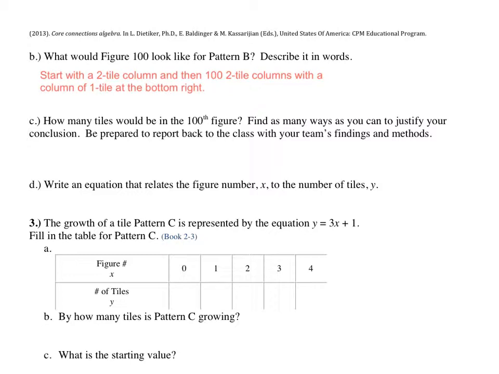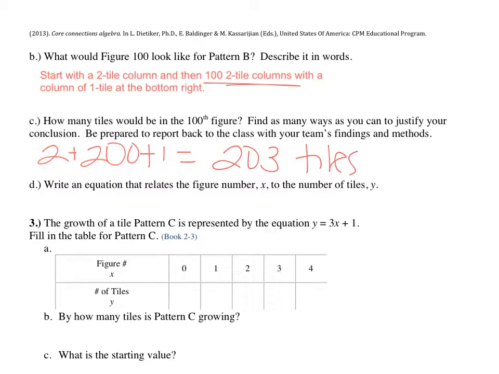So if we want to figure out how many tiles this would be, that first column is going to have 2 tiles, and then we will have 100 2 tile columns. So that equals 200 tiles. So we have 2 plus 200, and then we'll have that tile that is going to be added at the bottom. So this should give us a total of 203 tiles in the 100th figure.